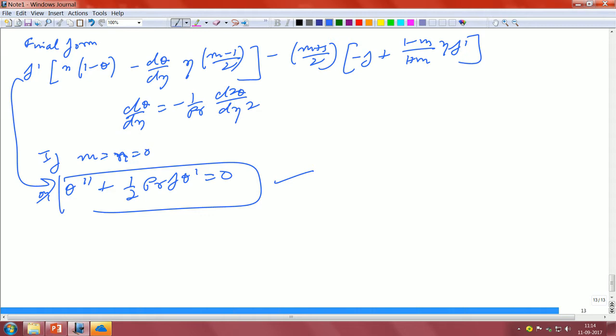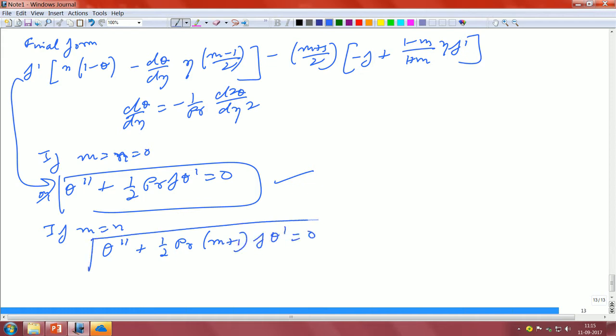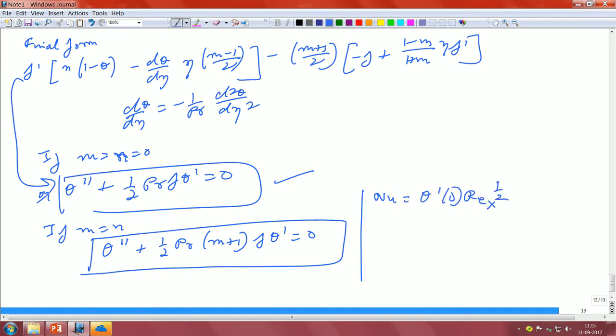Now, if n equal to m, that means the external temperature and velocity have the same functional form, this equation will become theta double prime plus half Prandtl number into m plus 1 into f theta prime is equal to 0. This is the expression that we also used in our suction and blowing. So, your Nusselt number will be equal to theta prime 0 into Reynolds number to the power of half. Here what has happened is that Prandtl number has been substituted by Prandtl number times m plus 1, so it is like a pseudo Prandtl number.